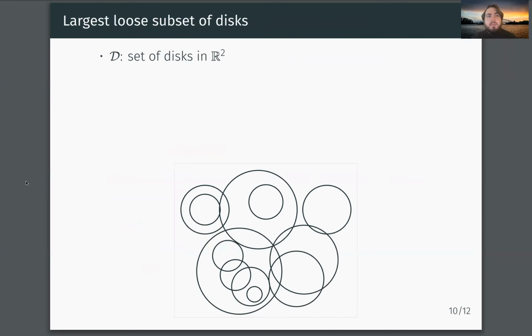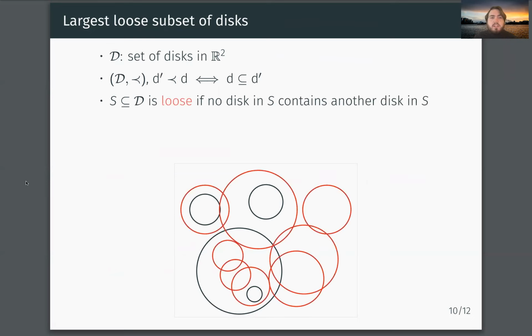Let's talk about the second application, which is the largest loose subset of disks. So I'm going to say D is our collection of disks. And remember, I can define the poset where I say D prime is less than D if the disk D is fully contained inside the disk D prime. So a subset is loose if no disk in S contains any other disk in S. Again, this exactly corresponds to an empty chain in the poset I've defined. In the figure below, I've given an example of such a loose subset.